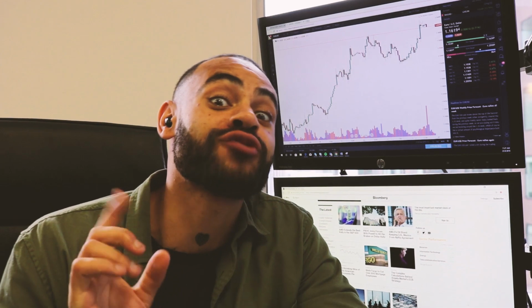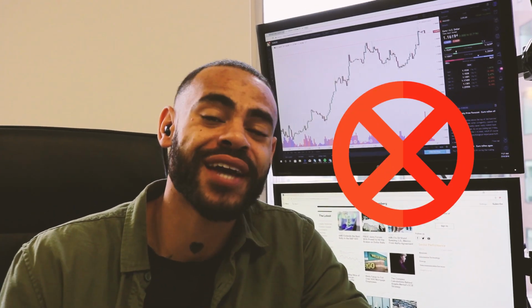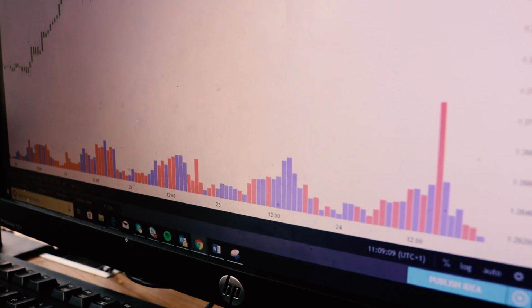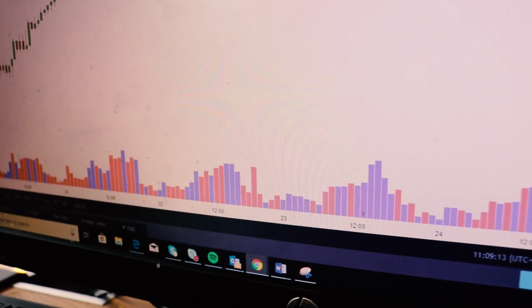There is a common misconception that volume cannot be used reliably in Forex trading for two reasons. Firstly, there is no central exchange and therefore no volume data. Secondly, when you're actually looking at volume data on your Forex platform, you're actually seeing tick volume and not actual volume traded, such as the volume with the stock chart.